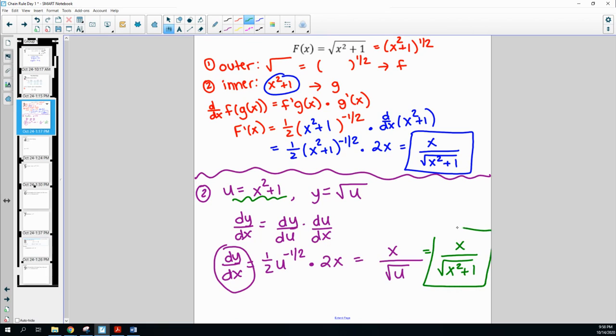Okay, so we're going to do more with this idea of u a little bit later on. So if it's something that doesn't really make sense right now and you'd rather do it the first way, by all means do it the first way. If you want to do the second way, do it the second way. Going forward, I'm going to use the top method. But again, if you feel more comfortable using the u's, please go ahead and do that.